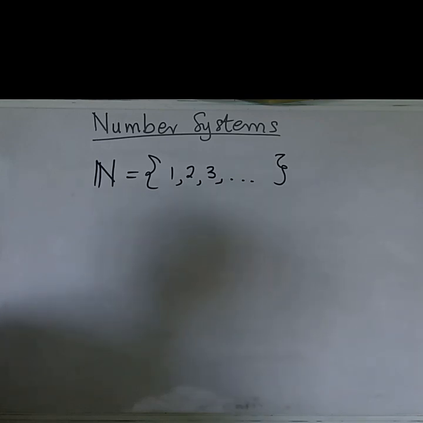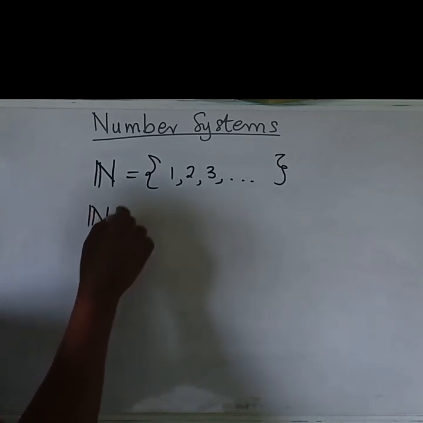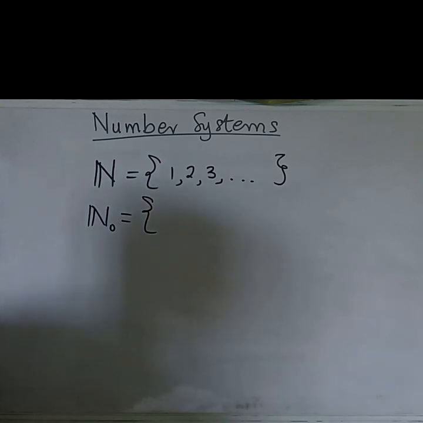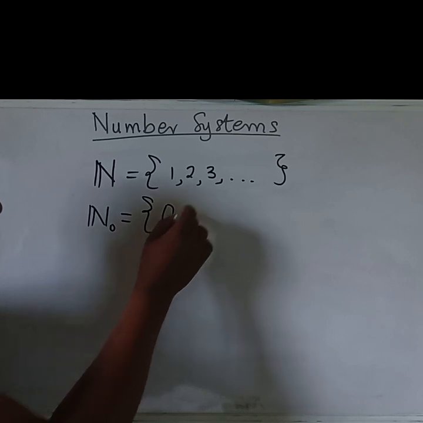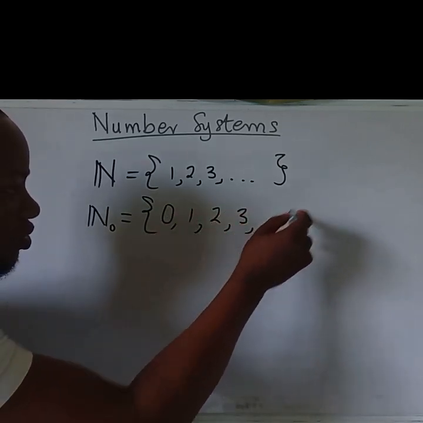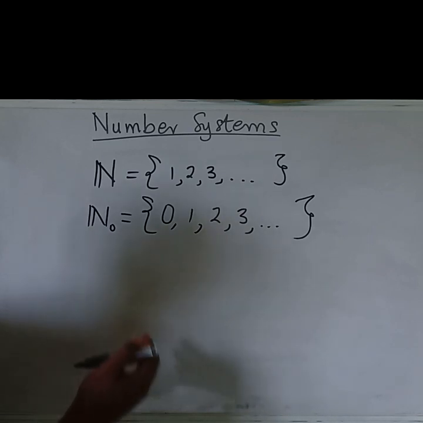Okay, and then we have also tried to introduce another set of number called the whole numbers. Okay, we start from 0, 1, 2, 3, dot. Okay, also going to positive infinity. Okay, and we have been able to show the relationship between these two numbers.